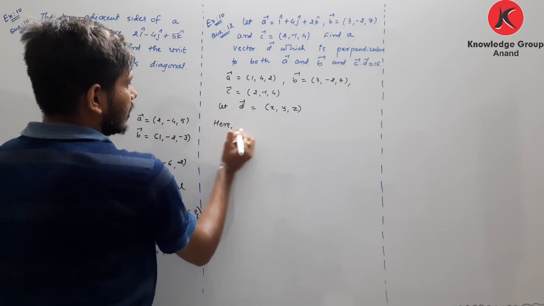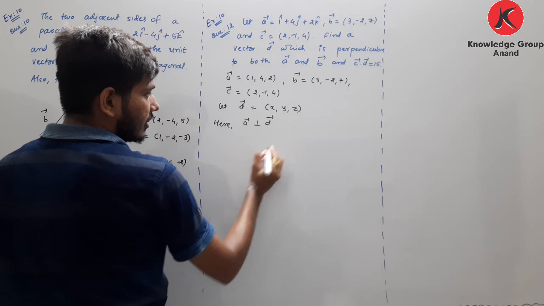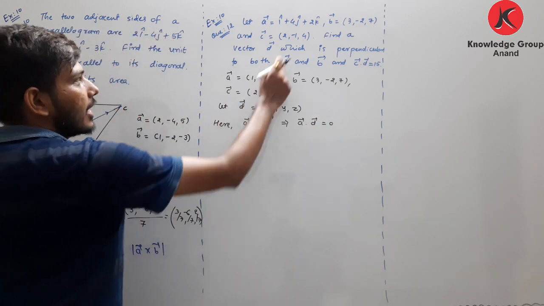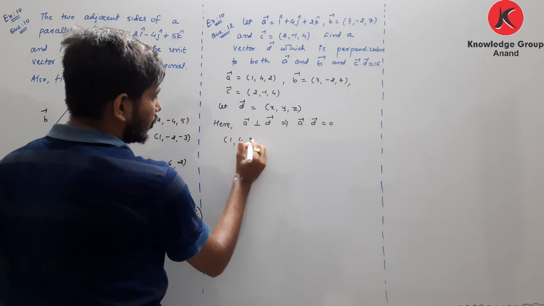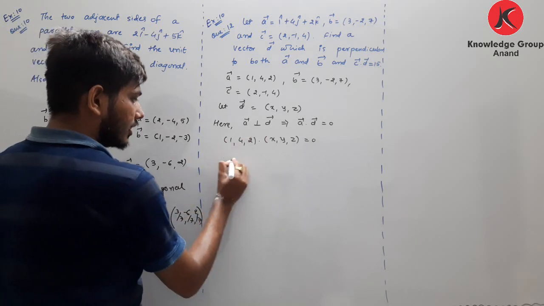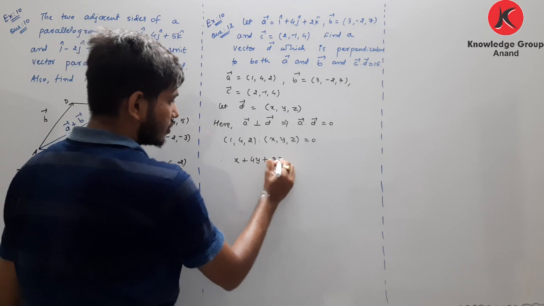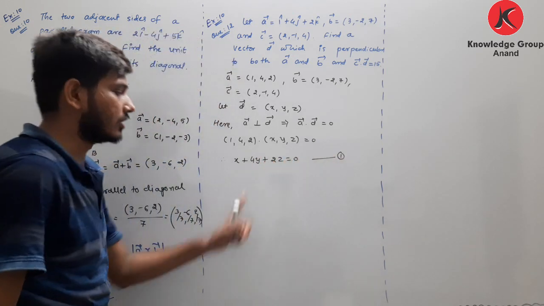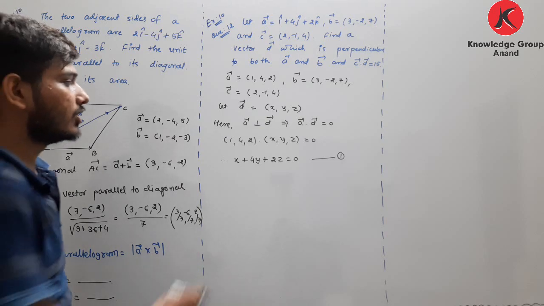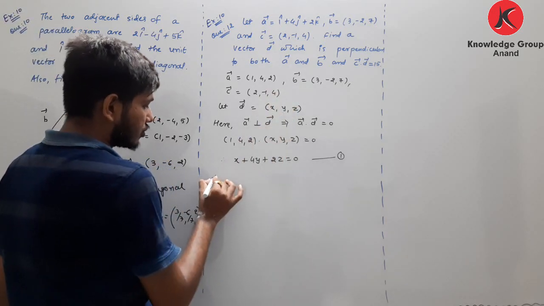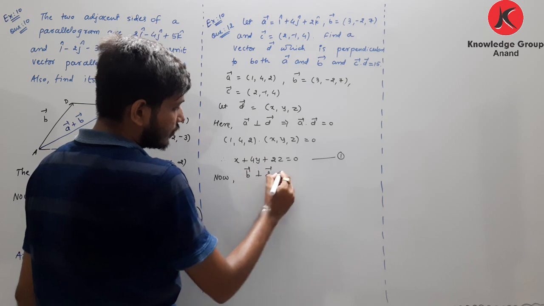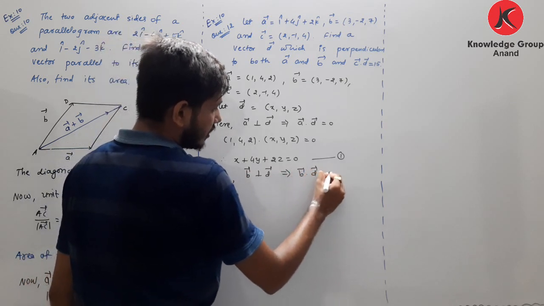So here, vector A is perpendicular to vector D. Therefore, we can say that A bar dot D bar equals 0. So A bar, given here as 1, 4, 2, dot D bar, x, y, z, equals 0. Now simplify this. We get x plus 4y plus 2z equals 0. This is your first relation. Here three variables x, y, and z are there. Therefore, we want at least three equations for solving this type of problem. Now it is also given that B bar is also perpendicular to vector D. Therefore we can say that B vector dot D vector is also equal to 0.